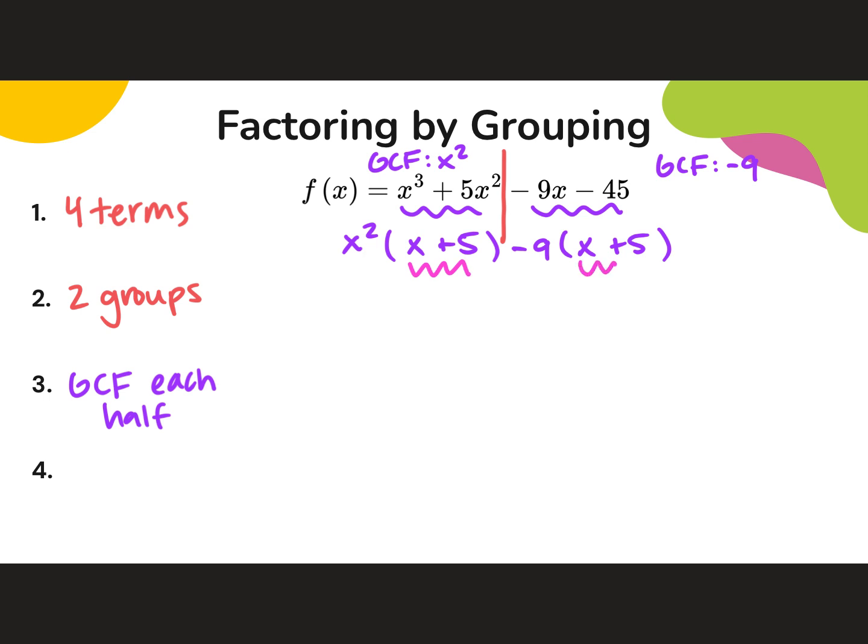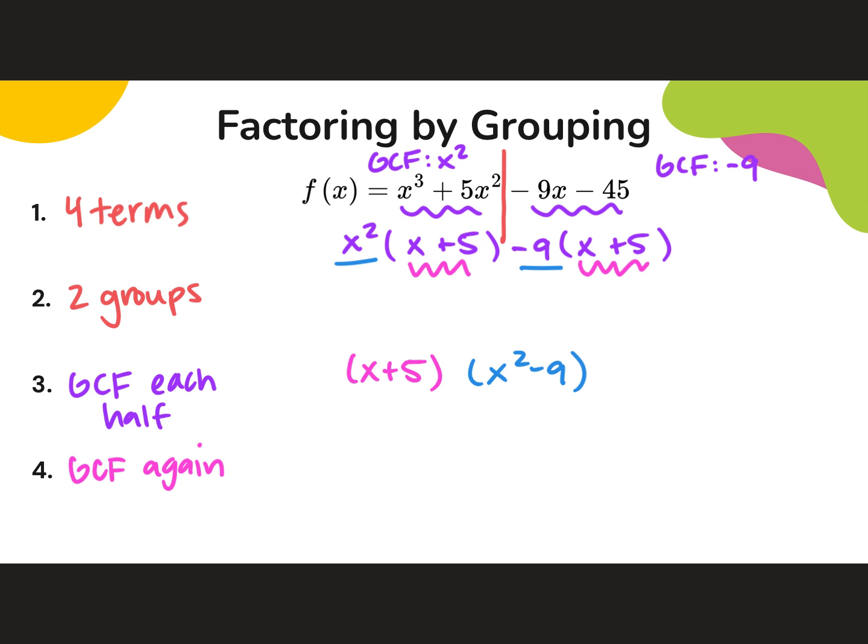And my last step is to GCF one more time. This time looking at the full polynomial. The full polynomial, those 2 halves, have a common factor of x plus 5. That's going to form the first factor. My second factor is the combination of my GCFs, x squared minus 9.